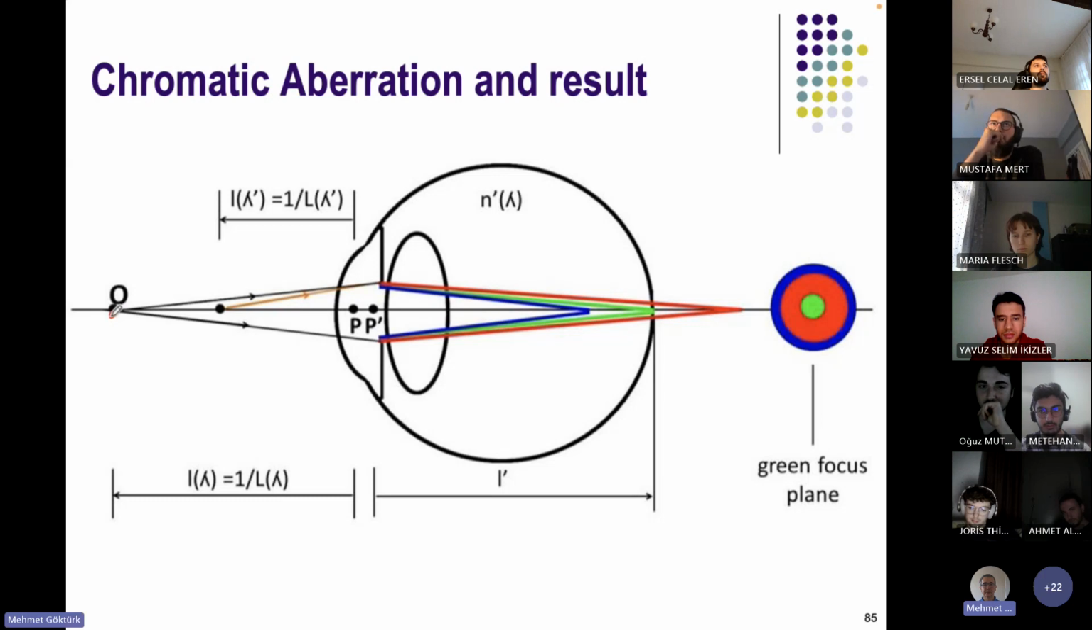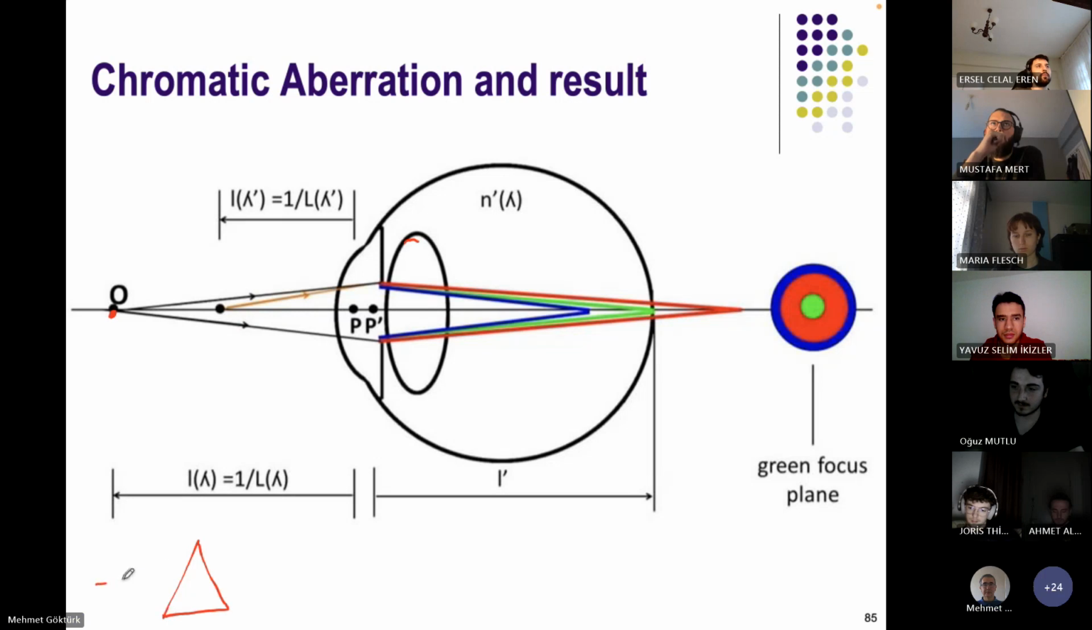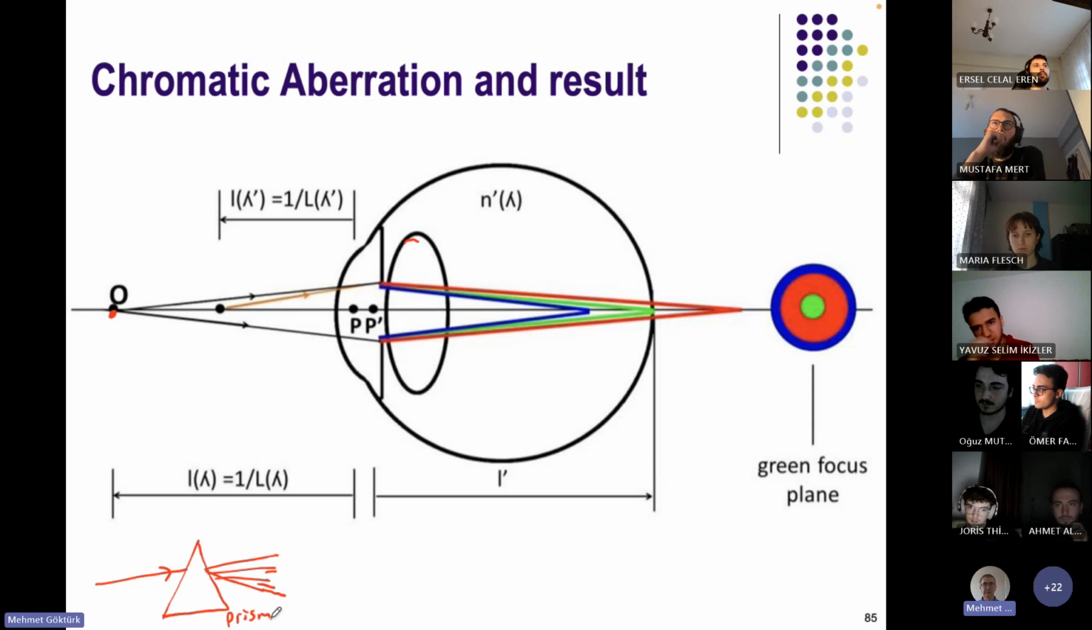A signal comes out from this point, refracts from the lens, and just like the prism, our lens in the eye is also made up from the material. Any material is not perfect, so it creates some deviation.